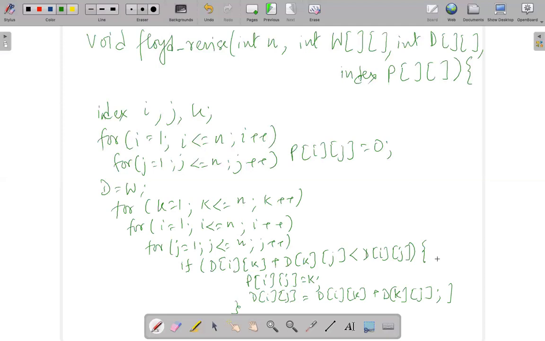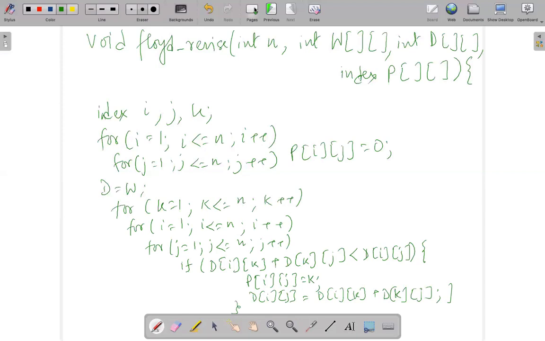In Pij, the k are the intermediate vertices, if you remember, and as many times as this condition is satisfied, the optimality condition that dik plus dkj is less than dij, we keep on updating Pij. This is how Pij gets the largest or highest index between V1 and Vk in the shortest path from i to j.